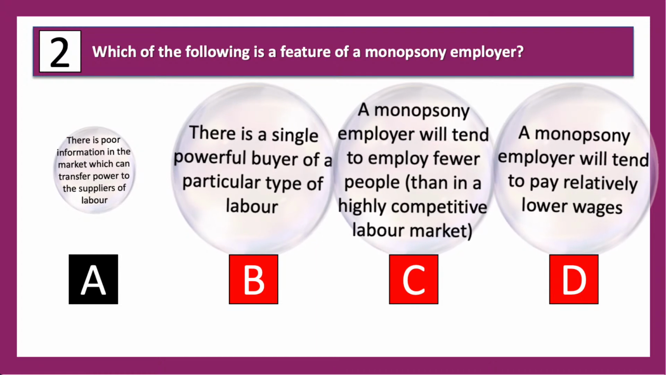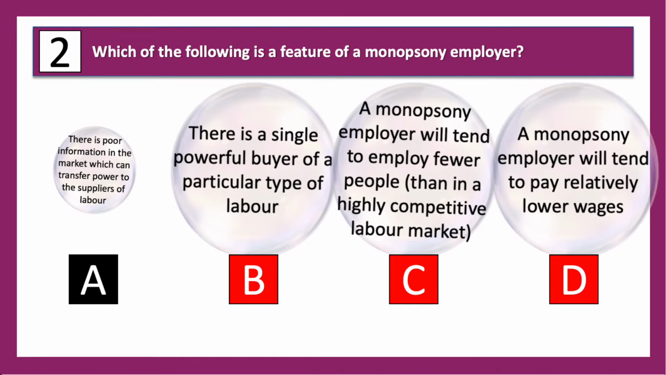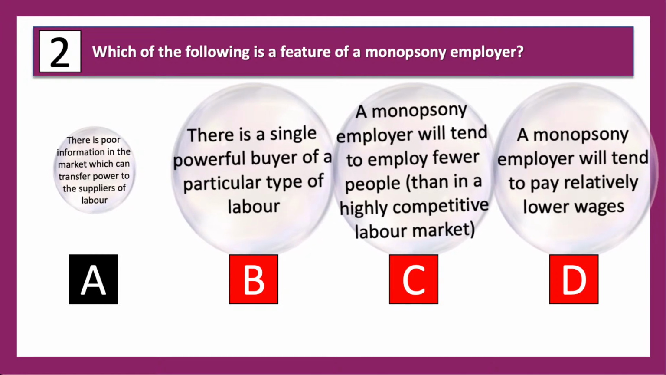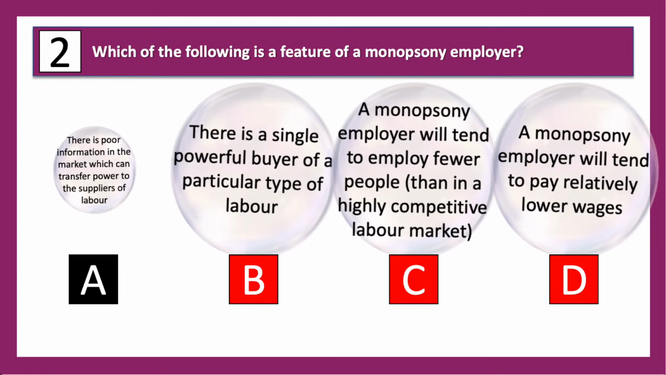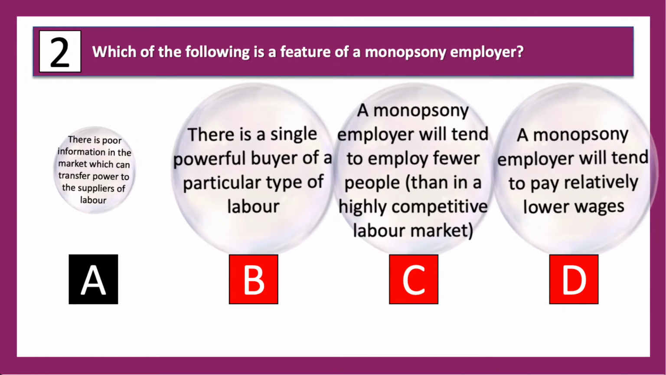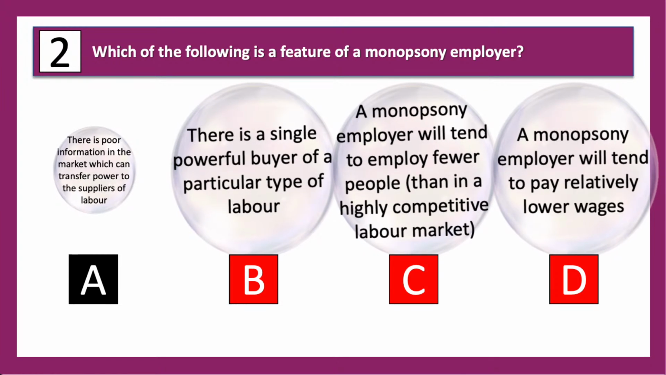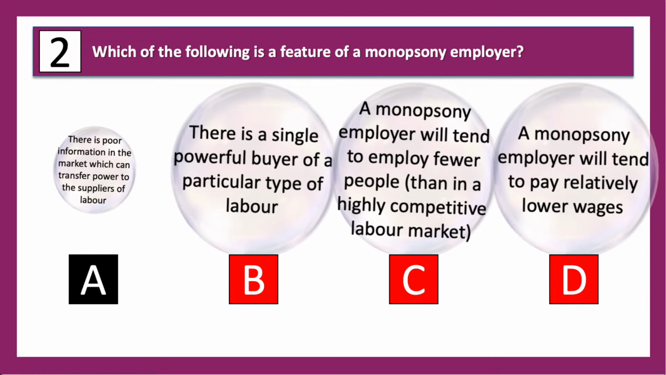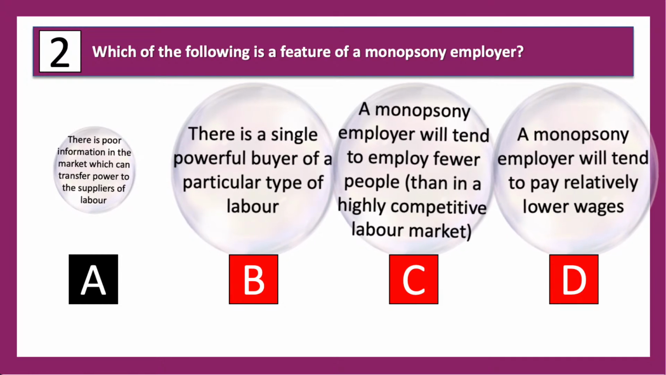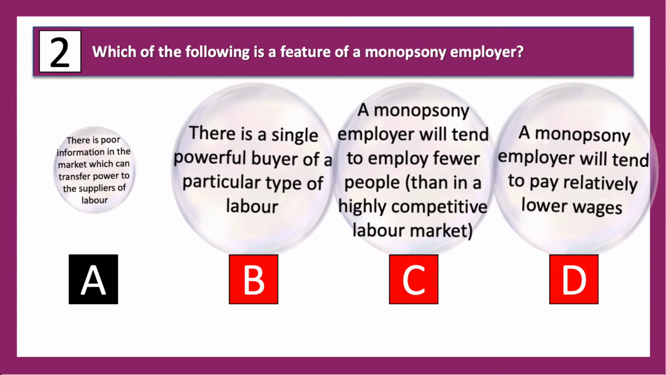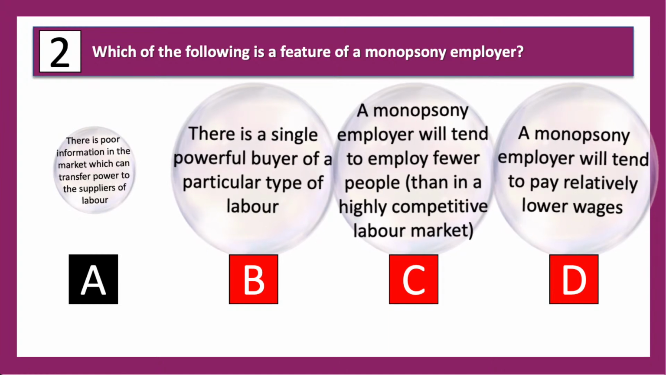Just to take a quick look through, why is A not correct here, where it says there's poor information in the market which can transfer power to the suppliers of labour? No, the point about a monopsony market is that the suppliers of labour are the ones who lack the power in the market. The power is in the hands of the buyer, which is the monopsony employer. That tends to mean that they'll employ fewer people than if it was a competitive labour market. And also they tend to pay relatively lower wages.